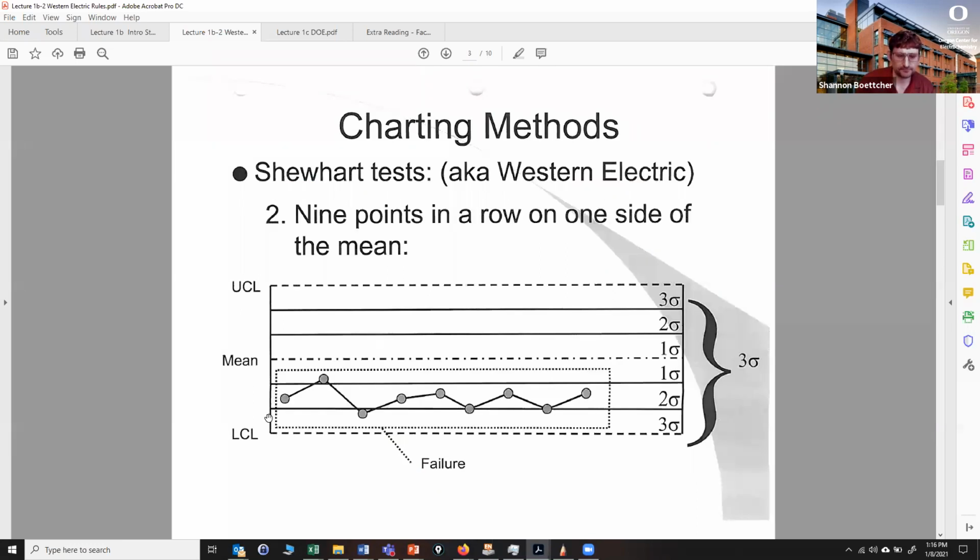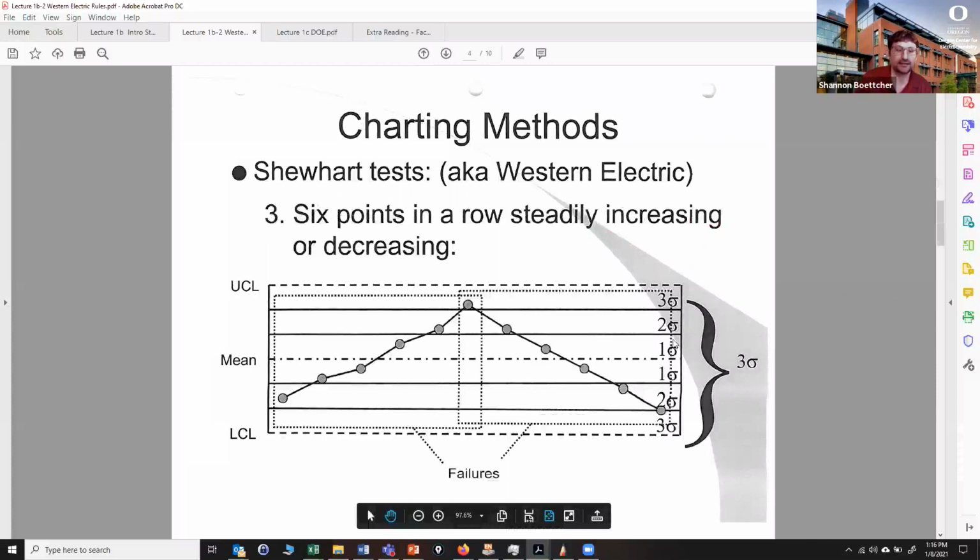For example, if you get 1, 2, 3, 4, 5, 6, 7, 8, 9 points in a row on one side of the mean, if you calculate the probability of that happening, it's 1/2 to the 9th power. And it turns out that's about 0.03%. So it's pretty rare that should happen. So you would consider, okay, I better check my process. That's a sort of warning to you if you're a scientist or engineer running a process.